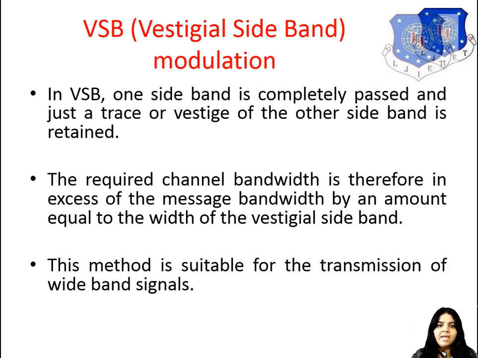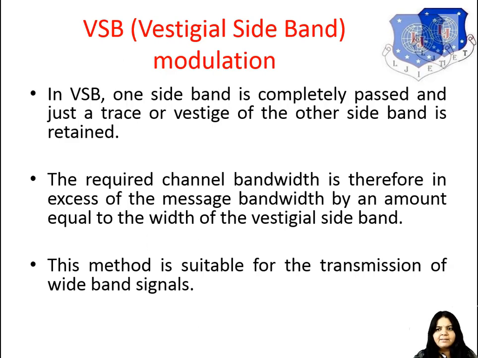Next is VSB, vestigial sideband modulation. Vestigial sideband modulation is used for the transmission of television signals. What is the meaning of this? In that, one sideband is completely passed and just a trace, or vestige, of the other sideband is retained.